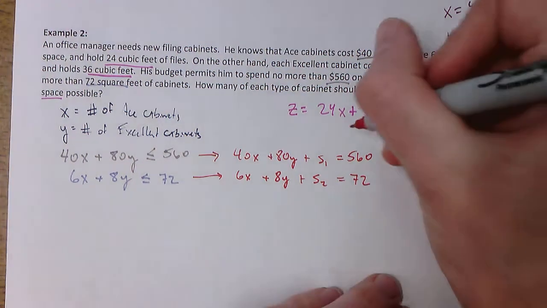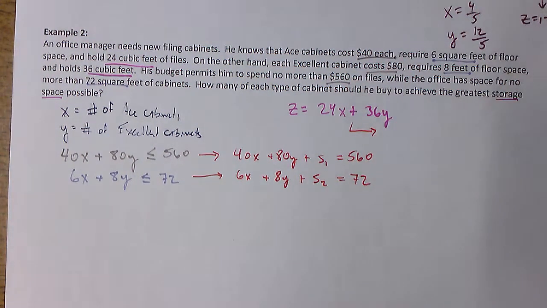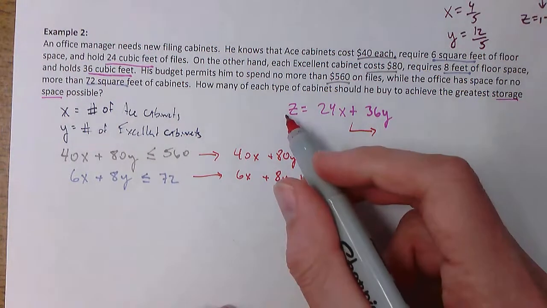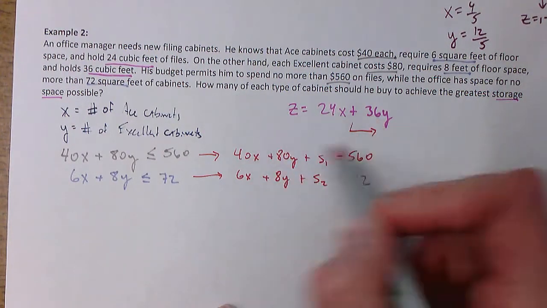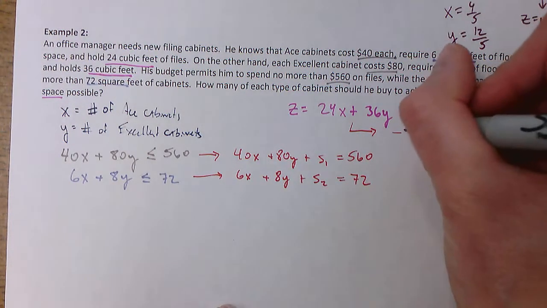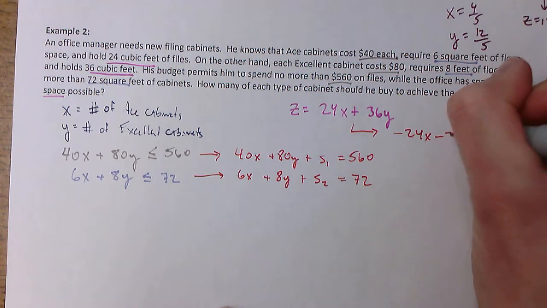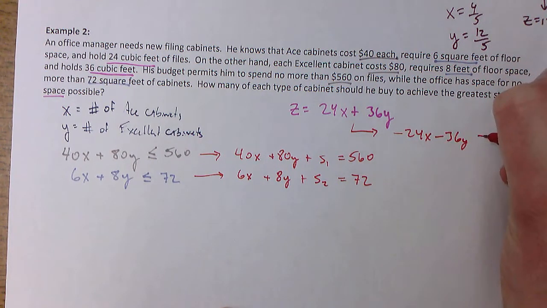And then one more thing we have to do is we're just going to rewrite this objective function. I want z to remain positive, so I'm going to move these guys over to that side. So that's going to become negative 24x minus 36y plus z equals 0.